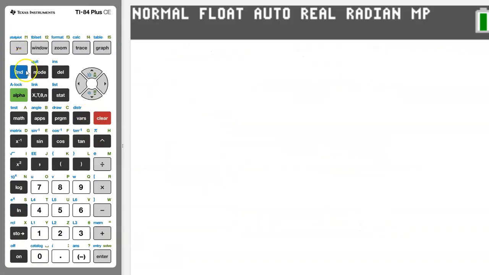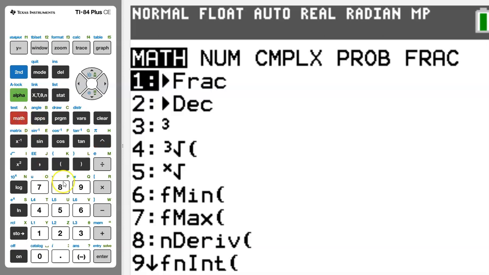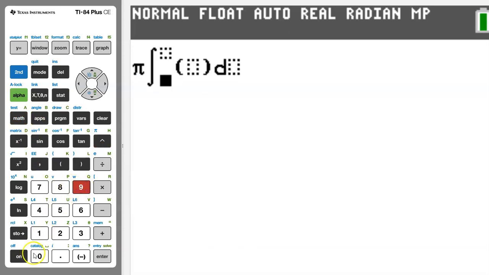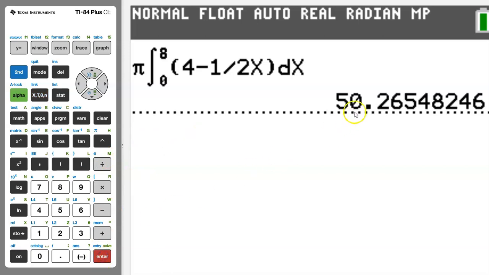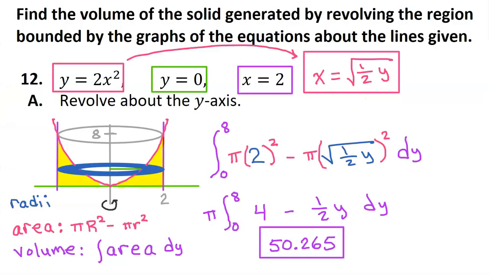Type in the pi first. So second pi. To integrate, hit the Math button and choose option 9. We are integrating from 0 to 8. And then we had 4 minus 1/2 y. Well, we have to use x instead of y. And that's it. So 50.265. This is the volume of the solid of revolution.